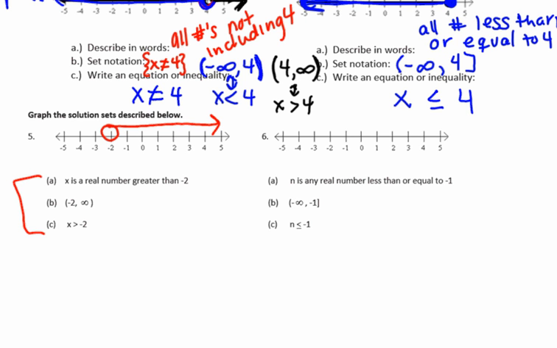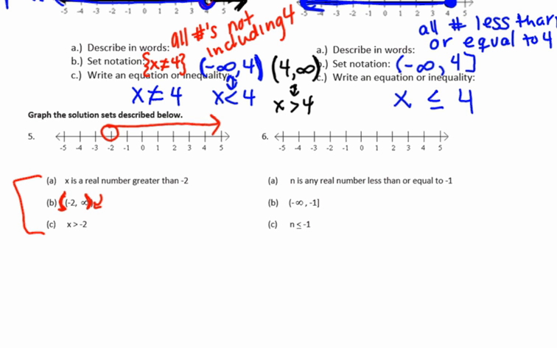Looking here, this is also written with that interval notation. The -2 is not included, that's why it has a round bracket. And it's going on and on forever to infinity, which also has a round bracket, okay? And then here it's written out as an inequality. x is greater than -2.